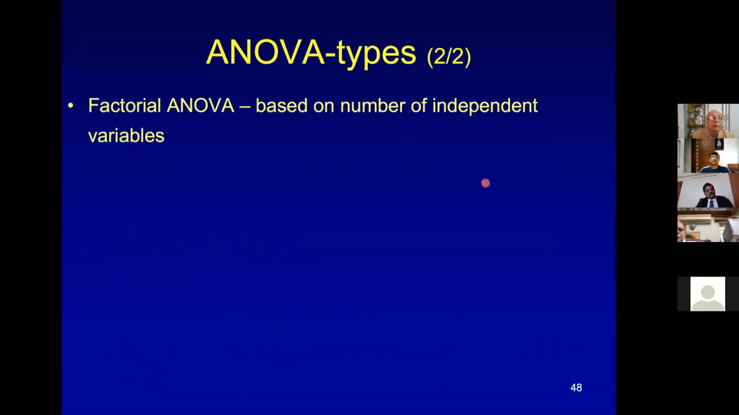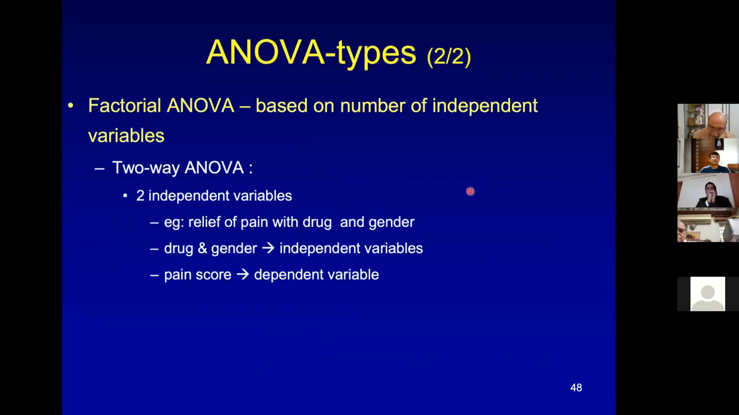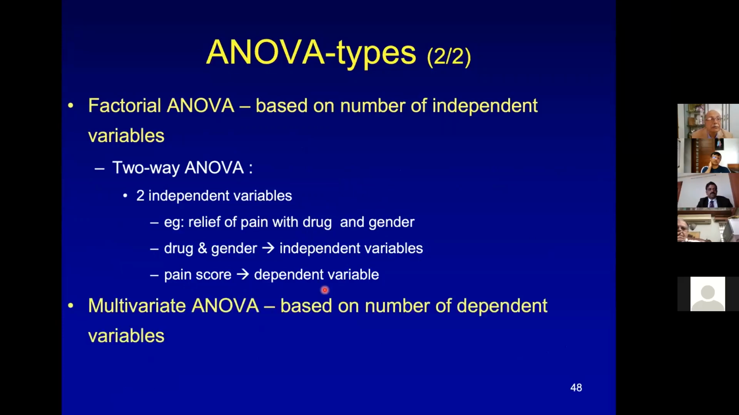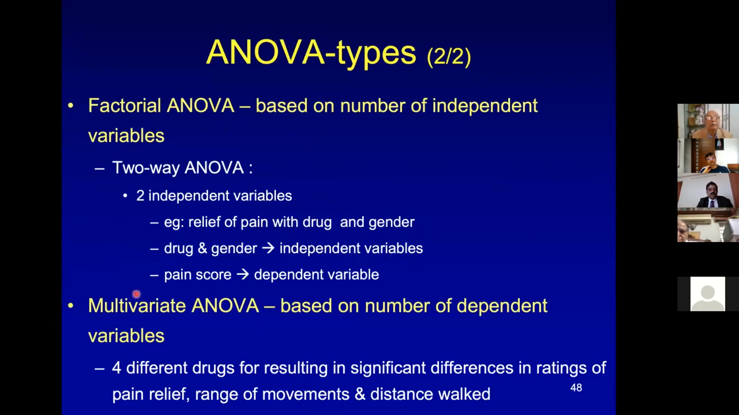And factorial ANOVA is based on a number of independent variables. When we have two-way ANOVA, there are 2 independent variables, for example, relief of pain with drug and gender. I want to know with this drug and the other drug between males and females. Can I do that? I can do that. Drug and gender become independent variables and the pain becomes the dependent variable. Then we have the multivariate ANOVA based on the number of dependent variables, for example, different drugs resulting in a significant difference in ratings of pain relief, range of movement, and distance walked, perhaps.